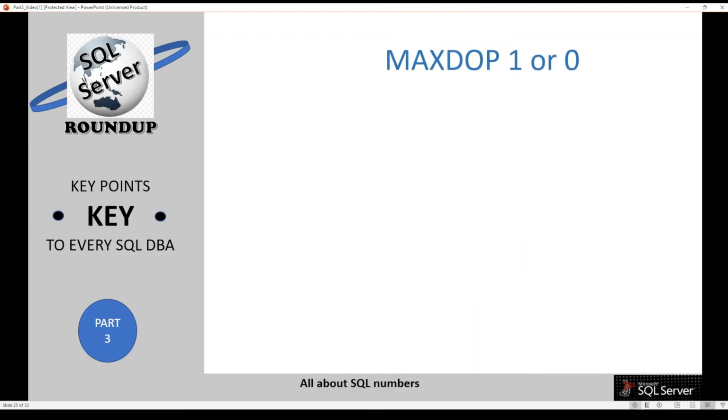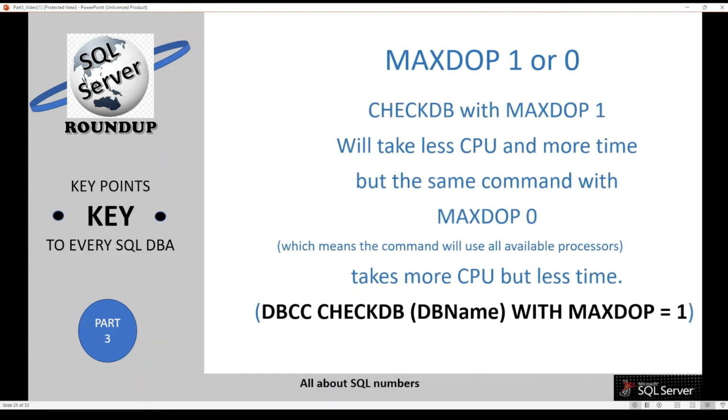MAXSCOPE 1 or 0. CHECKDB with MAXSCOPE 1 will take less CPU and more time, but the same command with MAXSCOPE 0 takes more CPU but less time.